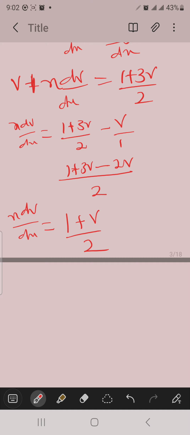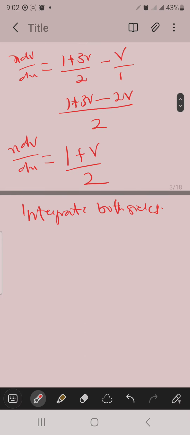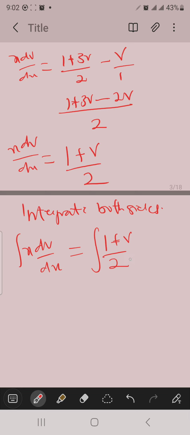Now, this one is in the form of dv and this one is in the form of dx. Now, integrate both sides. When you integrate, it is going to be the integral of dx over x equals the integral of (1 plus v) over 2 dv.